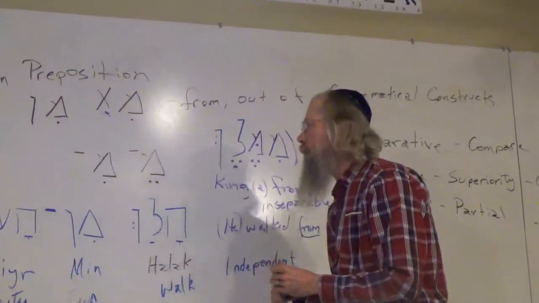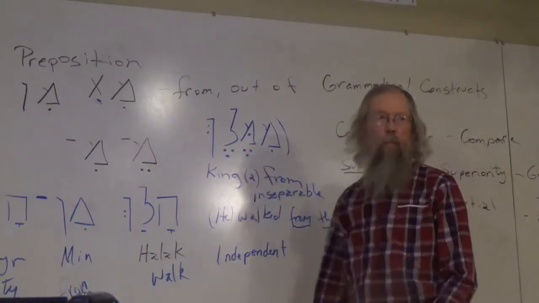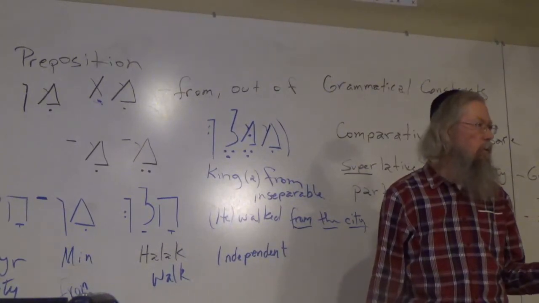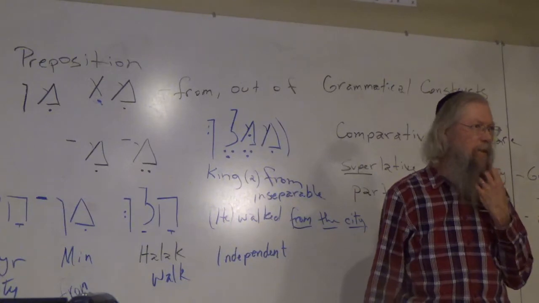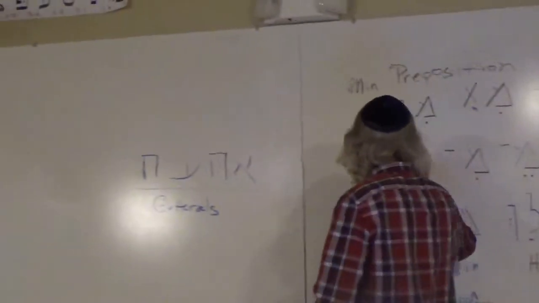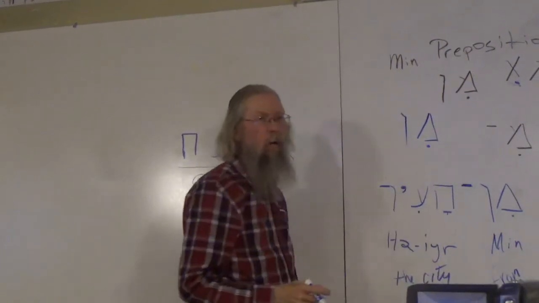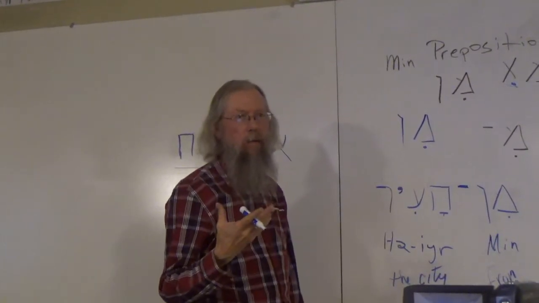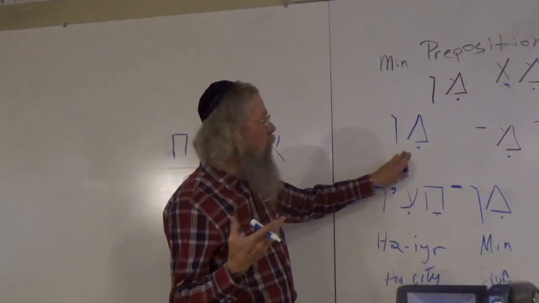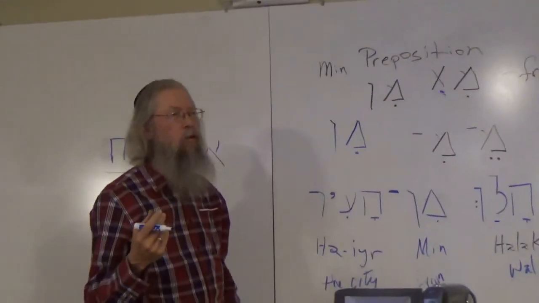So what happens with the inseparable is that the min goes into contraction form. Not like nun, but it goes into a contraction. So what do we mean by contraction? You have min, what happens? It contracts. In what way? This is inseparable, so how has it contracted? It's dropped the nun sofit.